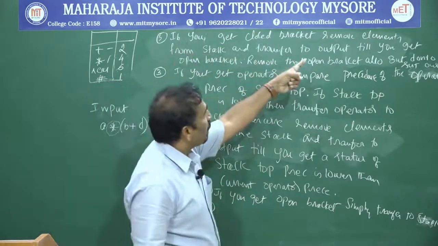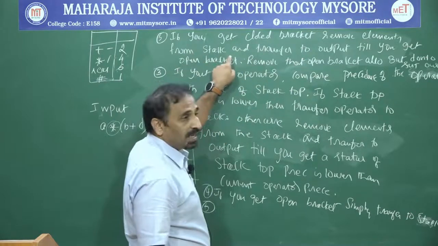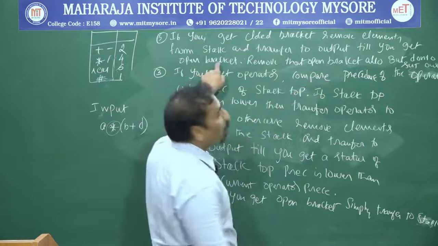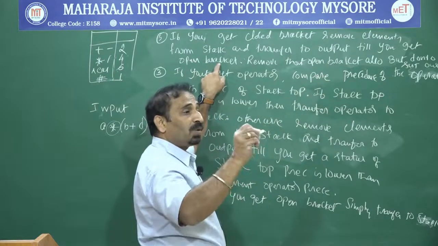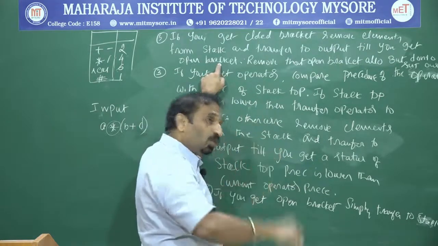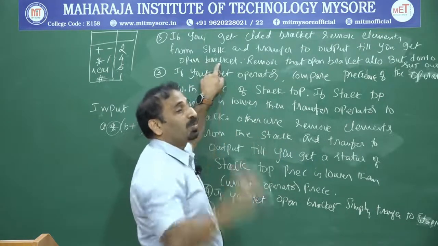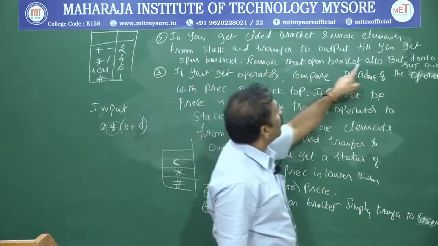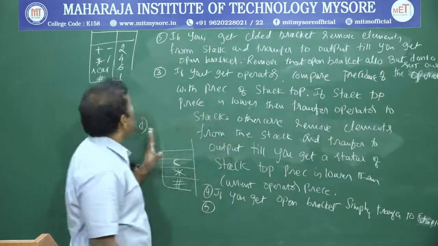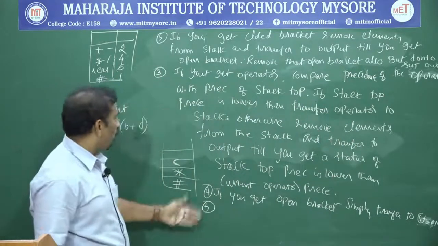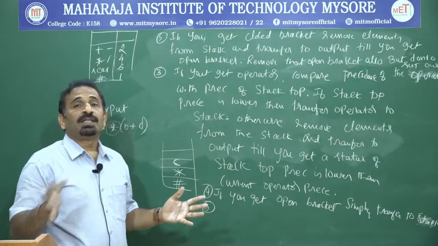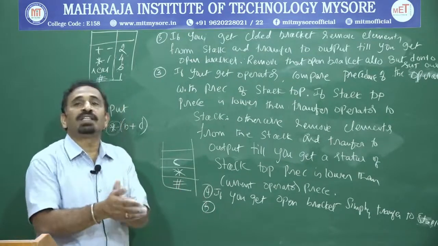If you get closed bracket, remove elements from the stack and transfer to output till you get open bracket. Remove that open bracket also, but don't post it to output. So, 5 cases we have seen: 1, 2, 3, 4, 5. If you follow this, then everything is done.